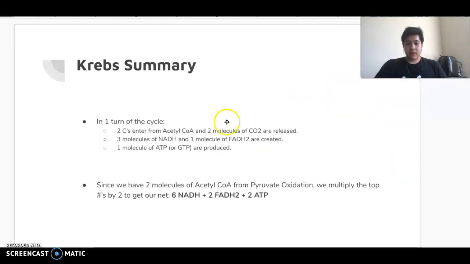So, in summary for the Krebs cycle, in one turn of the cycle, 2 carbons enter from acetyl-CoA and 2 molecules of carbon dioxide are released. 3 molecules of NADH and 1 molecule of FADH2 are created, and 1 molecule of ATP or GTP is produced. And since we have 2 molecules of acetyl-CoA from pyruvate oxidation, we multiply the top numbers by 2 to get our total net: 6 NADH, 2 FADH2, and 2 ATP.